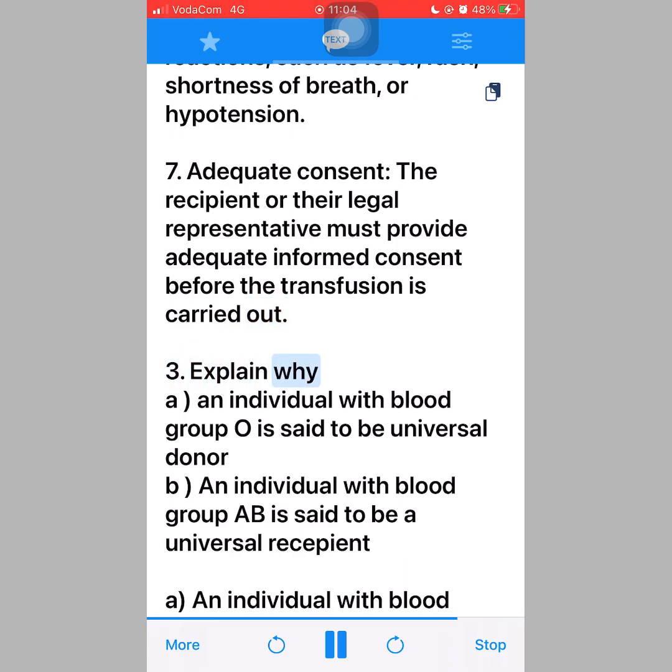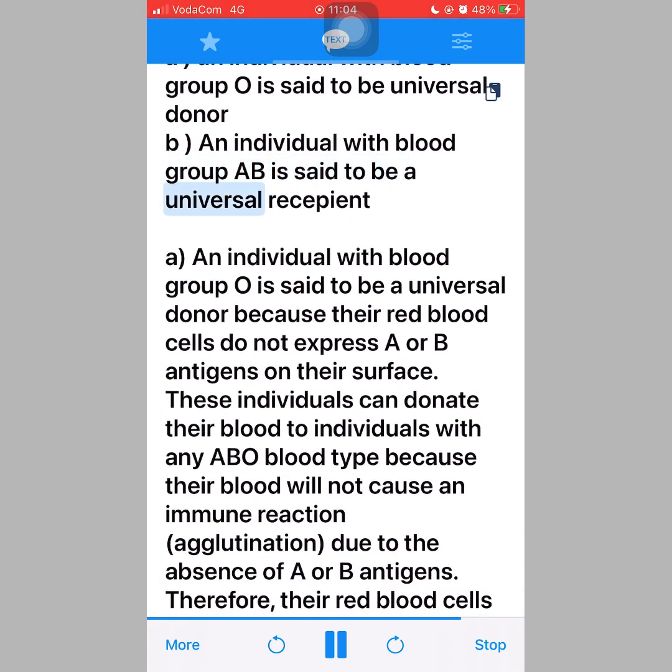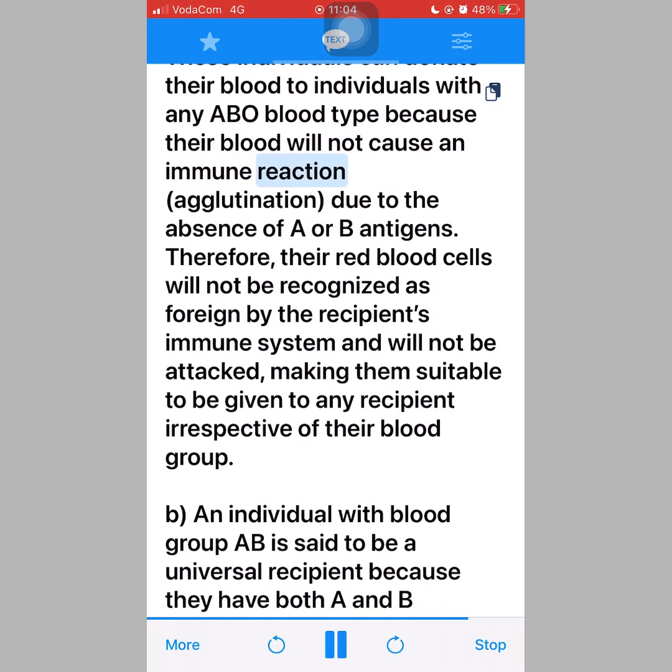3. Explain why. A. An individual with blood group O is said to be a universal donor. B. An individual with blood group AB is said to be a universal recipient. An individual with blood group O is said to be a universal donor because their red blood cells do not express A or B antigens on their surface. These individuals can donate their blood to individuals with any ABO blood type because their blood will not cause an immune reaction, agglutination, due to the absence of A or B antigens. Therefore, their red blood cells will not be recognized as foreign by the recipient's immune system and will not be attacked, making them suitable to be given to any recipient irrespective of their blood group.